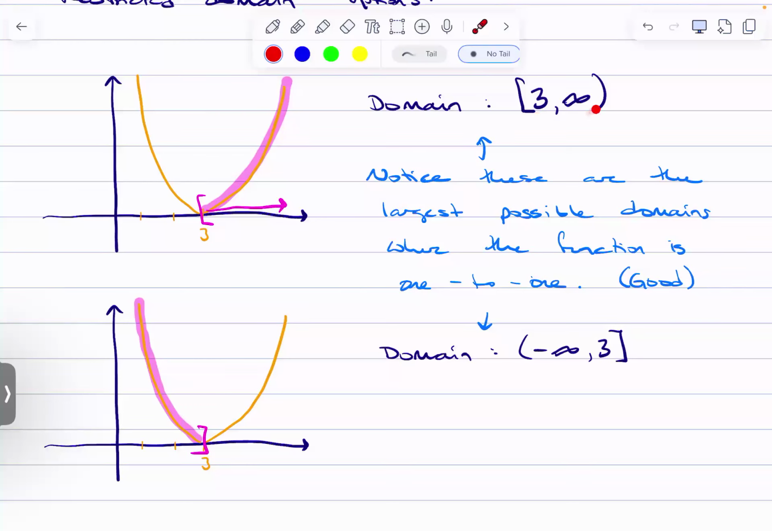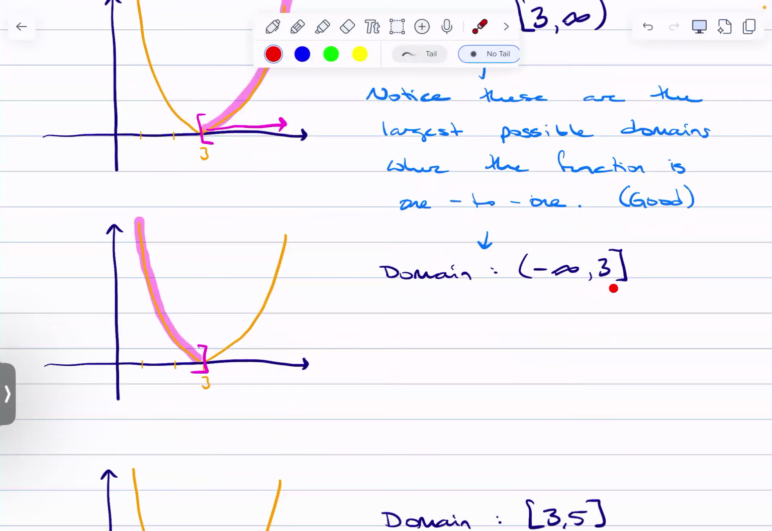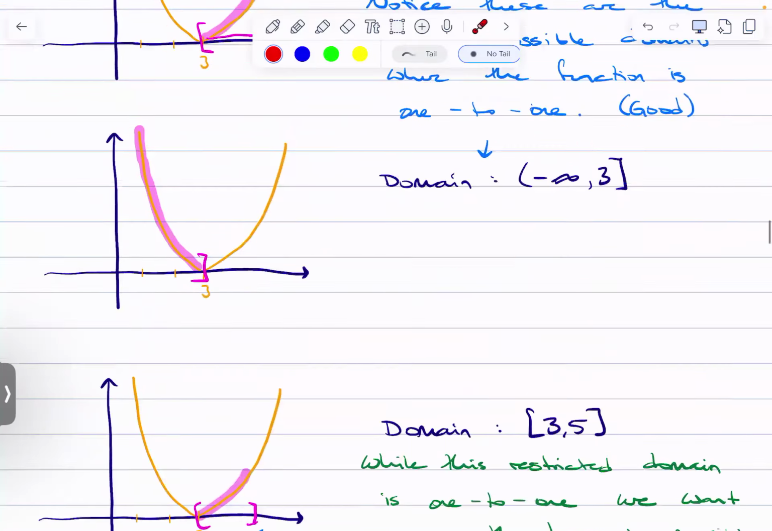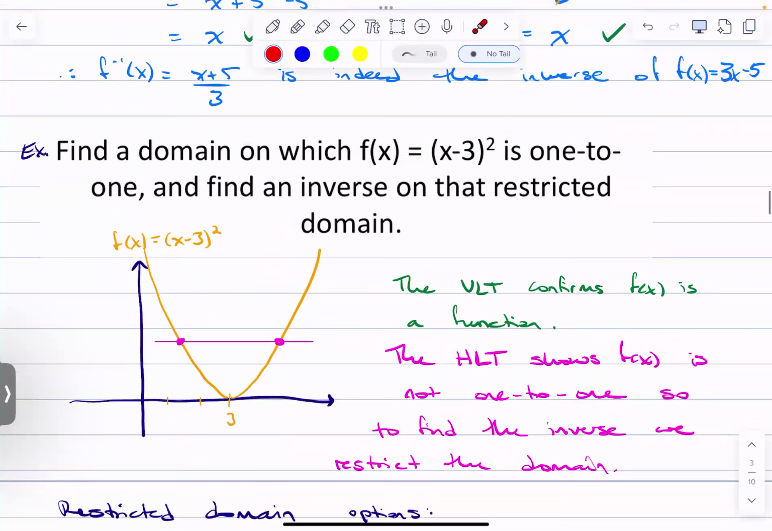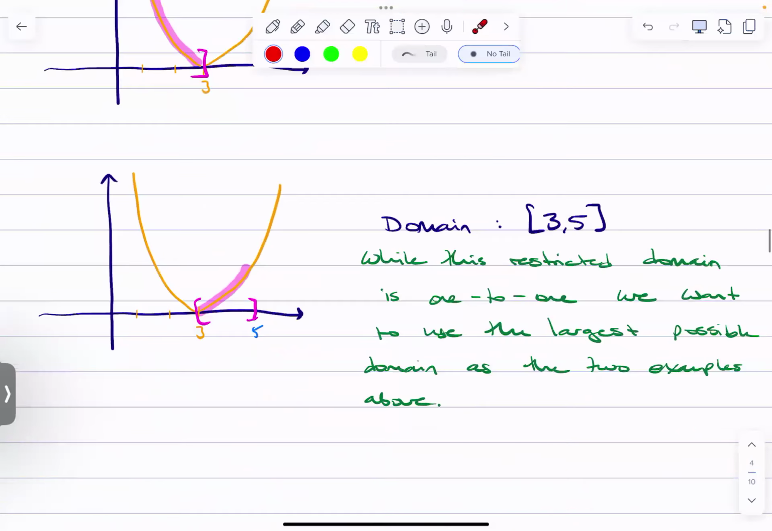In our example, I'll use the first one. And then you'll see what would change, and I'll point out what would change if we were to use the second one. And so the next part that we want to do, okay, find a domain on which this function is one-to-one. We did that. We've got 2 options. We'll pick one and find an inverse on that restricted domain. So now we're going to find the inverse.